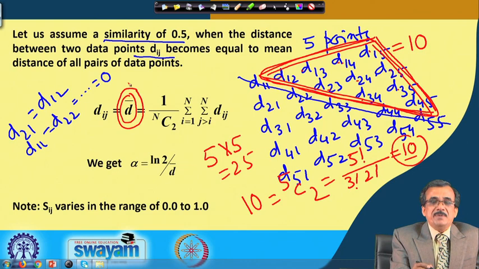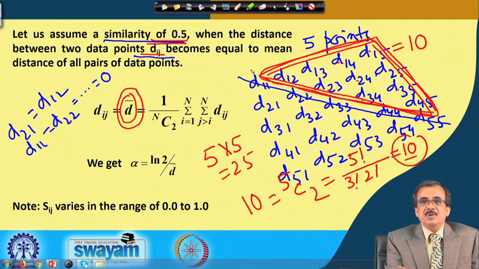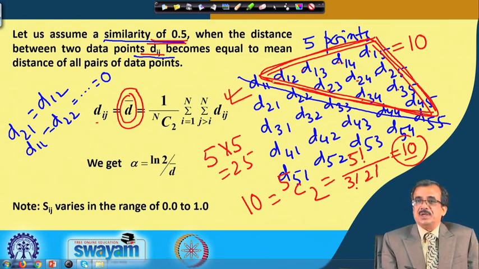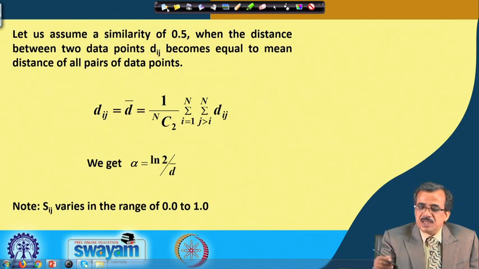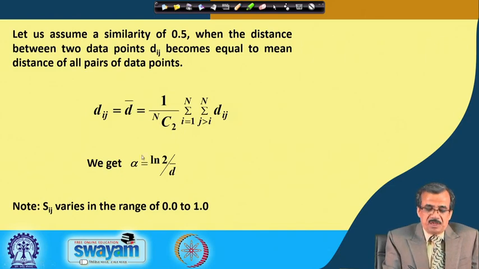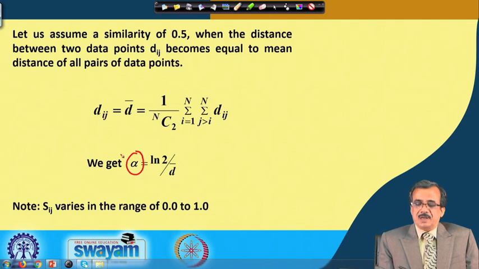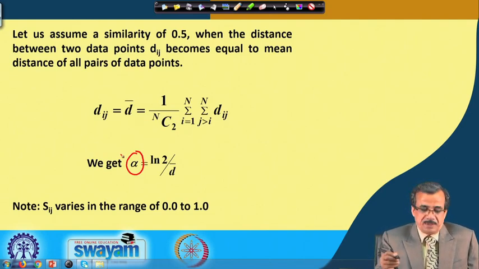Now, let me come back. So, we assume a similarity of 0.5 when the distance between the 2 points, that is d_ij, becomes equal to d bar. So, d_ij equals d bar, and this is nothing but this particular expression. Now, here if I derive, I can find out the suitable expression for this particular alpha. Now, let me try to derive here.